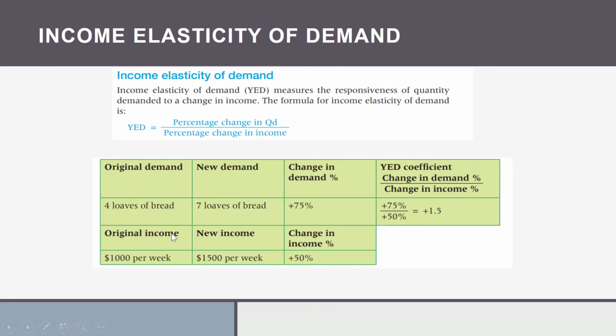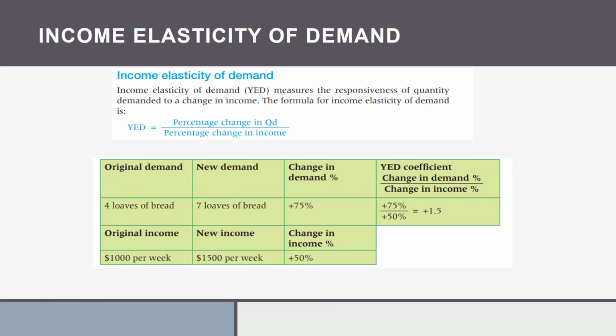Now the percentage change in income. It was 1,000, now it's 1,500. How much did it change by? 500. Did it increase or decrease? Increase. So it's positive 500 over the original income, which is how much? What's the original income? 1,000. So it'll be 500 over 1,000 multiplied by 100. And that's how you get the 50%.